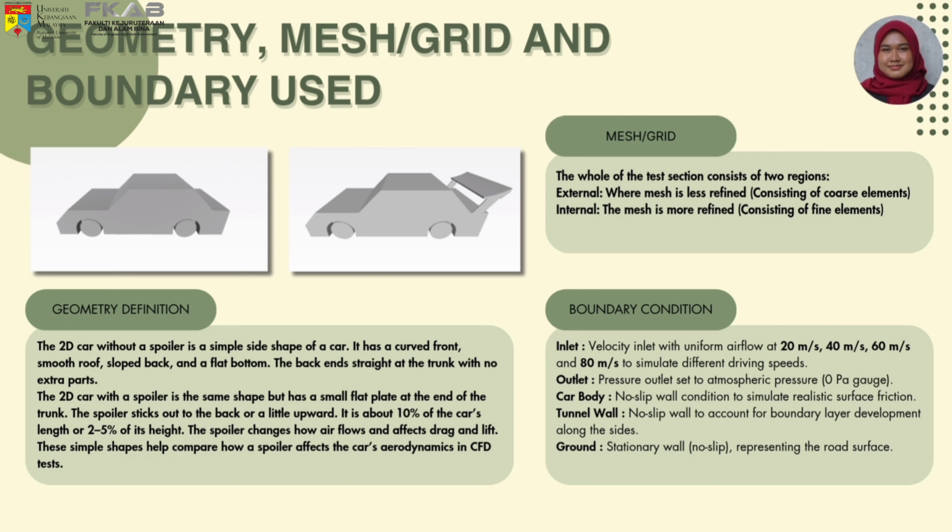But the 2D car with a spoiler has the same shape but with a small flat plate at the end of the trunk. The spoiler sticks out at the back or a little upward. It is about 10% of the car's length or 2 to 5% of its height. The spoiler changes how airflow behaves and affects drag and lift. These simple shapes help compare how a spoiler affects the car's aerodynamics in the CFD test.